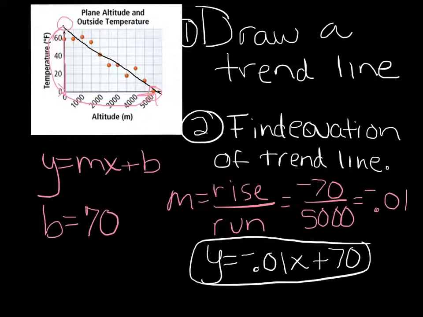Remember, everything is estimated here. So some of you may have like 75 for your y-intercept, and some of you may have your slope a little bit different as well.